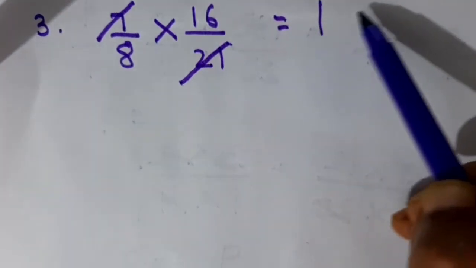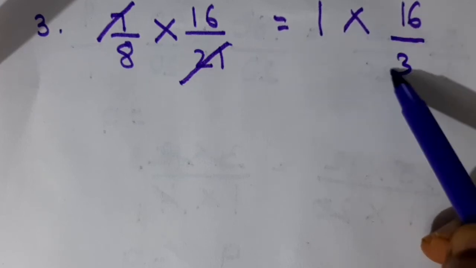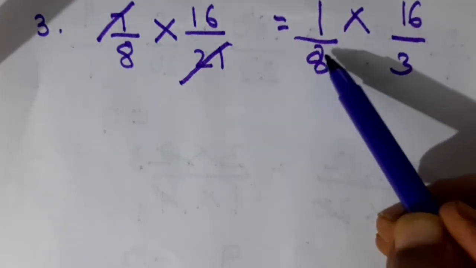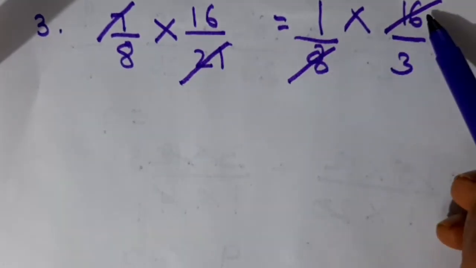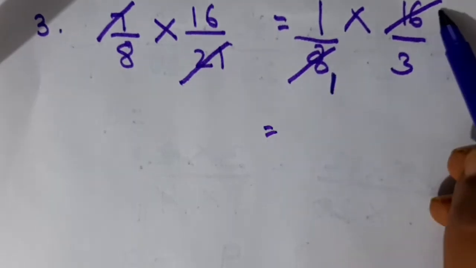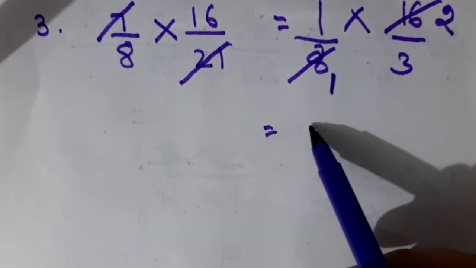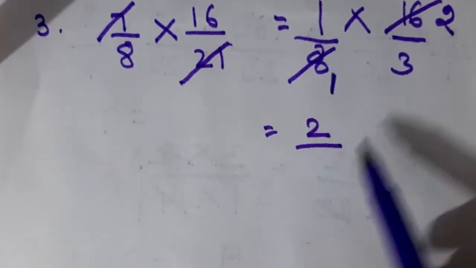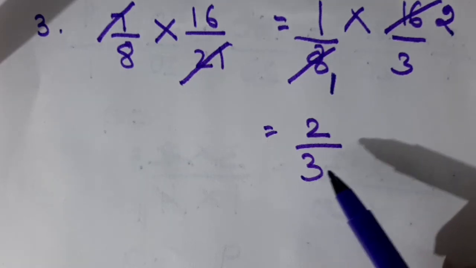Here 7 ones are 7 and here 7 threes are 21. Now I'll cancel both these numbers because both these numbers are divisible by 8. So here 8 ones are 8 and here 8 twos are 16. So 1 multiplied by 2 is 2 and 1 multiplied by 3 is 3. So my answer is 2 upon 3.